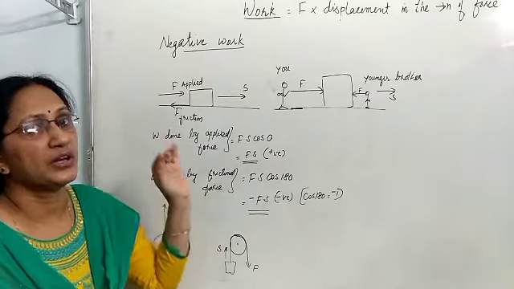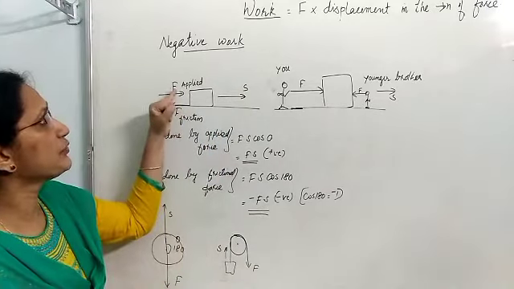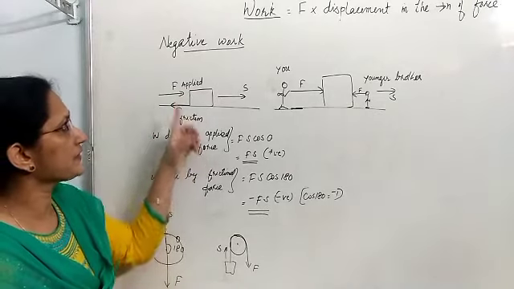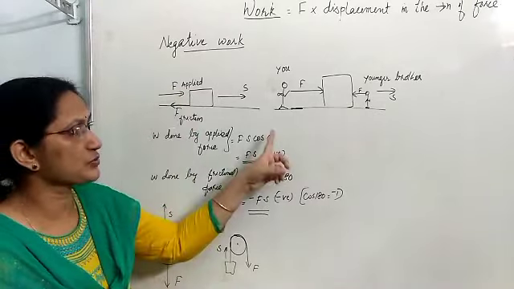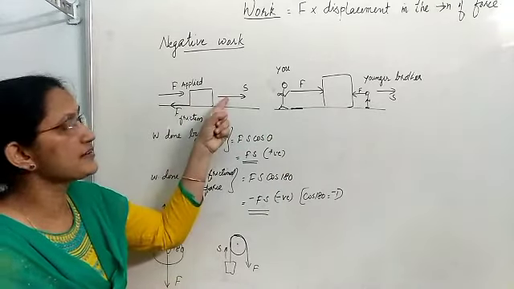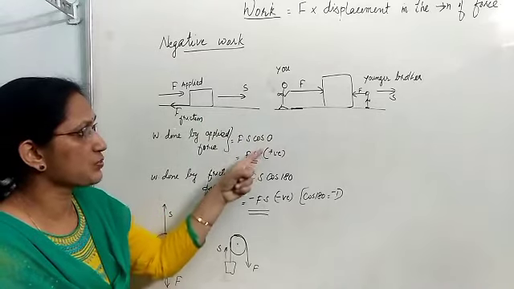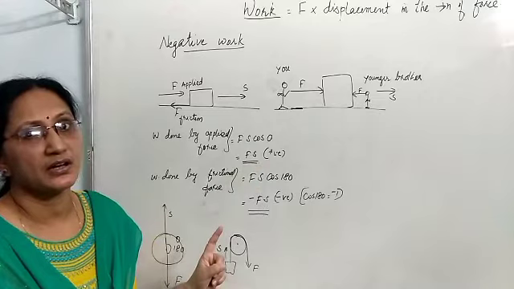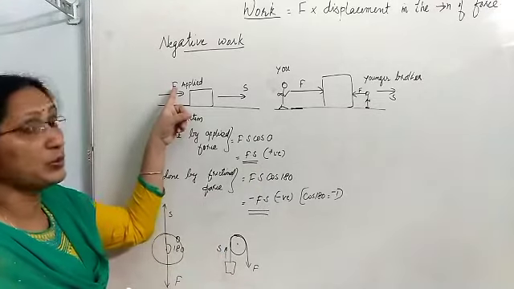Let us find out the work done by the force you have applied. Work done by the applied force is Fs cos theta. Here the theta value is 0 because F and S are in the same direction. Cos 0 is 1. So F into S into 1, that is F into S. Positive work is done by your force.